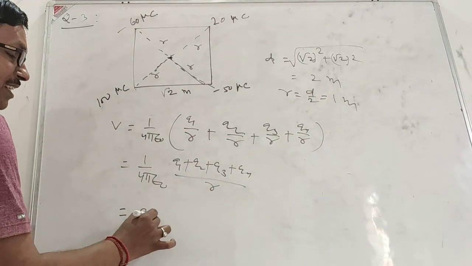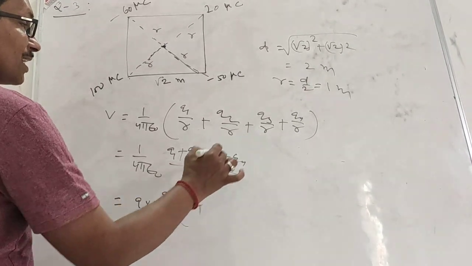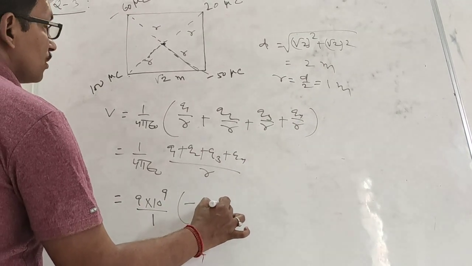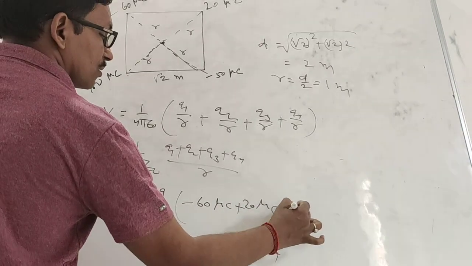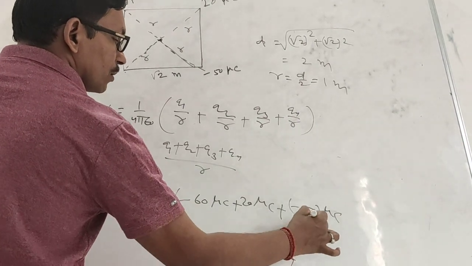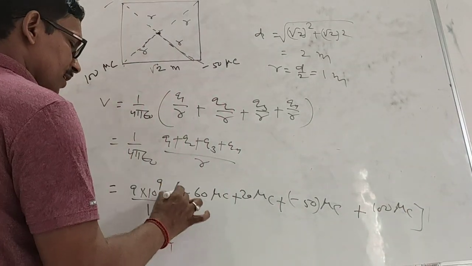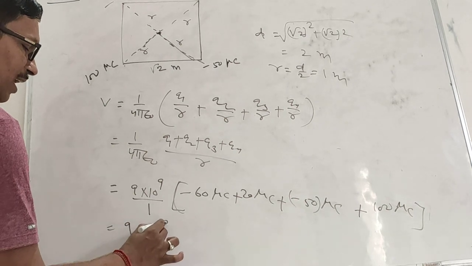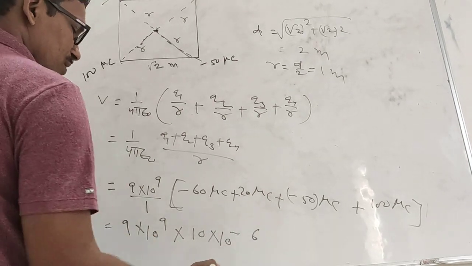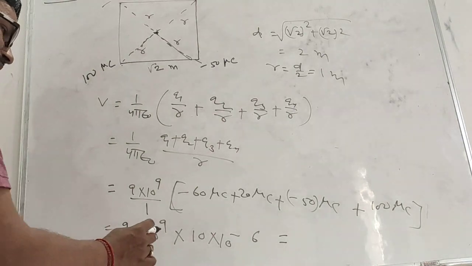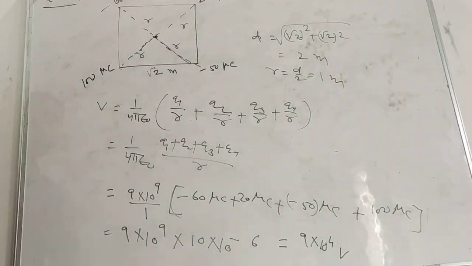So 1 by 4 pi epsilon naught value is 9 into 10 to the power 9. Just put the values now. R is here 1. So the sum of the 4 charges is minus 60 microcoulomb plus 20 microcoulomb plus minus 50 microcoulomb plus 100 microcoulomb. All total, if you add, you will get 10 microcoulomb. So 9 into 10 to the power 9 into 10 into 10 to the power minus 6, that is equal to 9 into 10 to the power 4 volt.